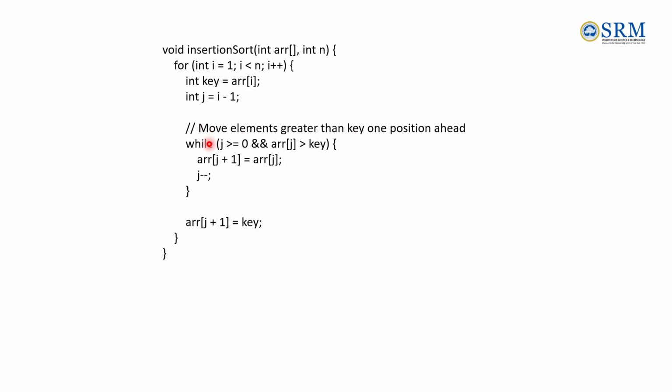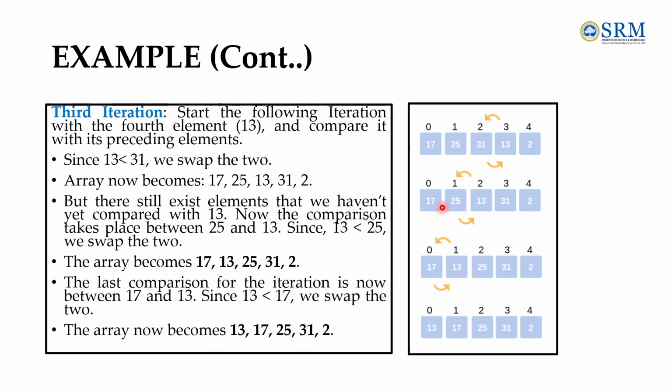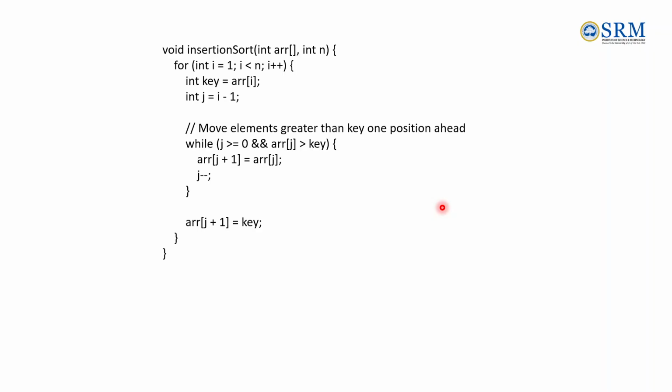j is 0. So while j is equal to 0, I compare whether array of 0 is greater than the key or not. In our case, what is the value? Array of 0 is 25. 25 is greater than the key, 17. So now what do I do over here? Array of j plus 1. So in the array of 1 position, I'm going to store the value 17.